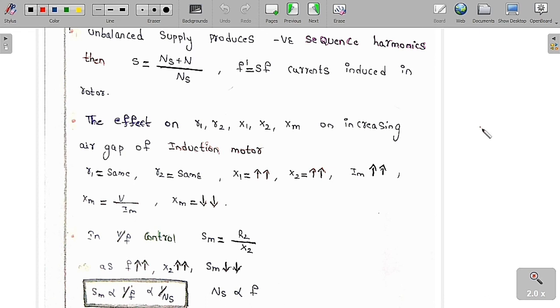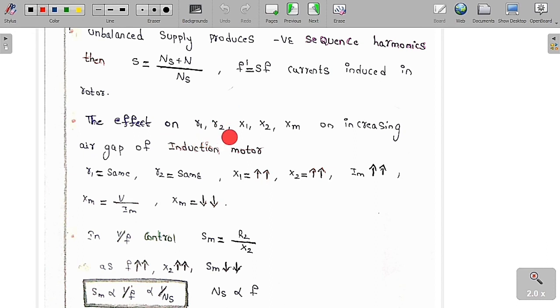So whatever the frequency is, f dash is equal to s into f. This is the frequency of the induced currents in the rotor because of the negative sequence harmonics. So unbalanced supply produces negative sequence harmonics, then slip is equal to (NS plus NR) by NS, and f dash is equal to s into f, the frequency of the currents induced in the rotor because of the negative sequence harmonics.